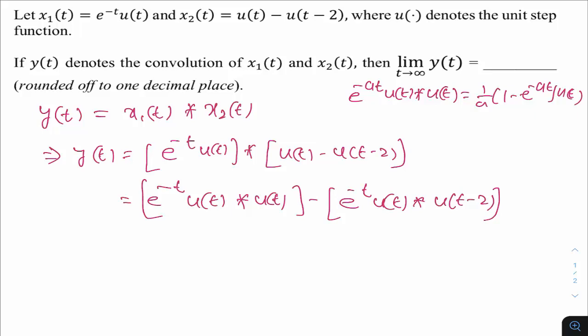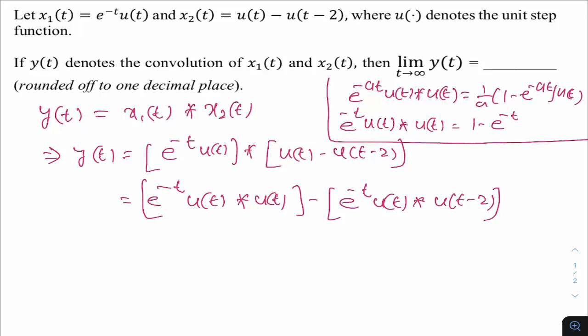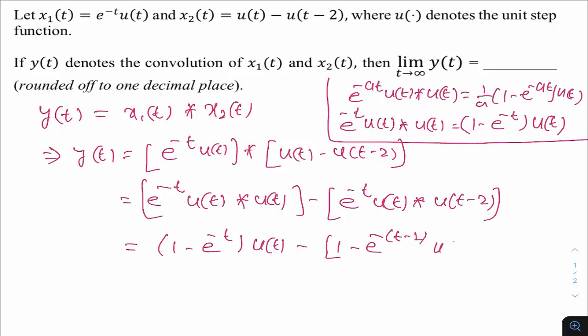Okay? This is the standard result. If I substitute a equals 1, e raised to power minus t u(t) convolved with u(t) is equal to 1 by a, and with a as 1, it is 1 minus e raised to power minus t multiplied by u(t). So if I write these results, this becomes 1 minus e raised to power minus t u(t), and here it is u of t minus 2. So using the shifting property, this is 1 minus e raised to power minus of t minus 2 into u of t minus 2. Okay?